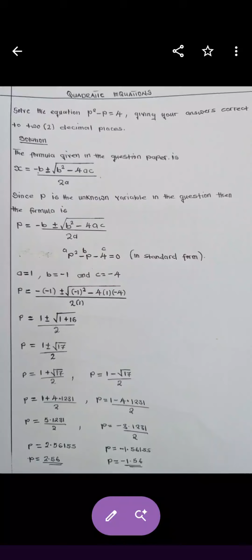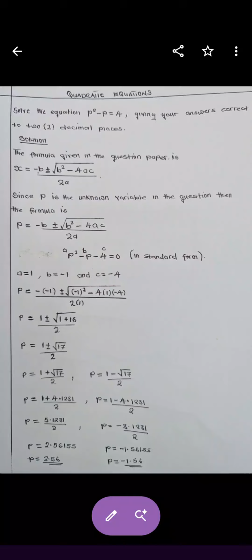So since p is the unknown variable in the question, the formula is p is equal to negative b plus or minus the square root of b to the power 2 minus 4ac, everything divided by 2a.